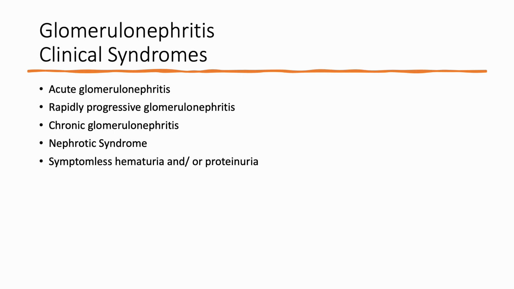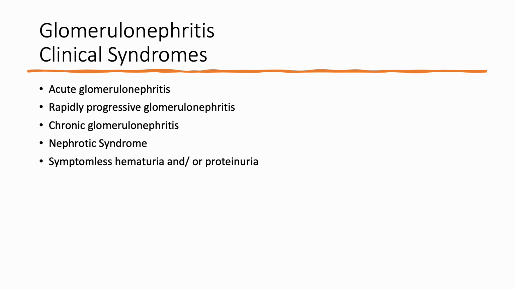Rapidly progressive glomerulonephritis, we're going to talk about that in some detail, like you have with vasculitis, polyangiitis with granulomatosis, microscopic polyangiitis, etc. Chronic glomerulonephritis, any glomerulonephritis can become chronic, like membranous, like FSGS, even something vasculitic that went into remission and you still have chronic manifestations. Nephrotic syndrome, I mentioned examples, minimal change disease, FSGS, membranous, and symptomless hematuria and proteinuria.